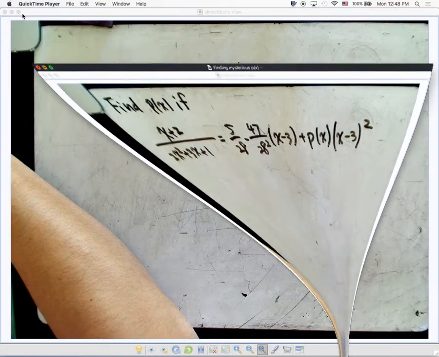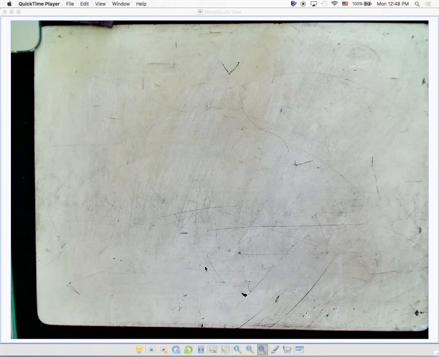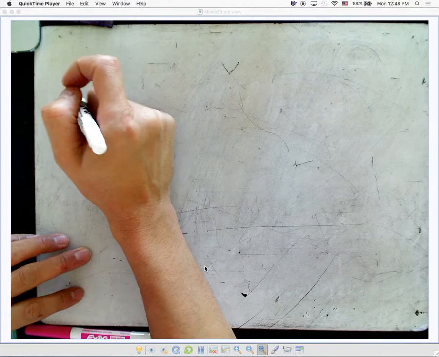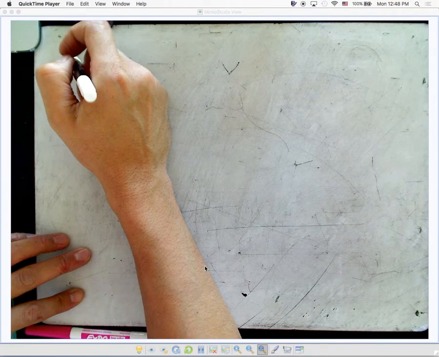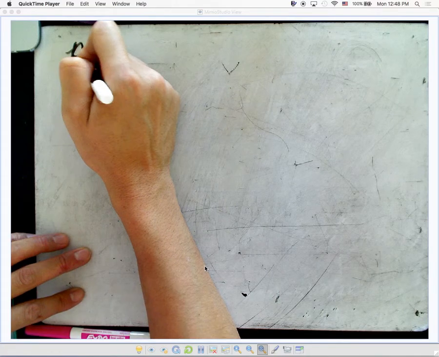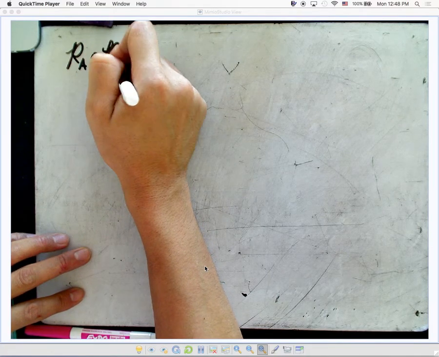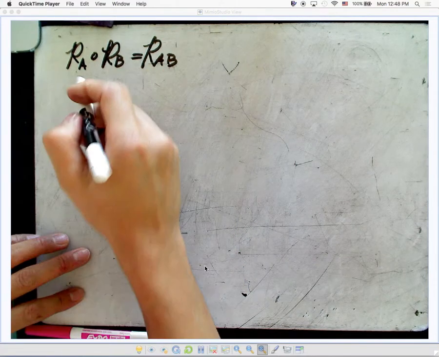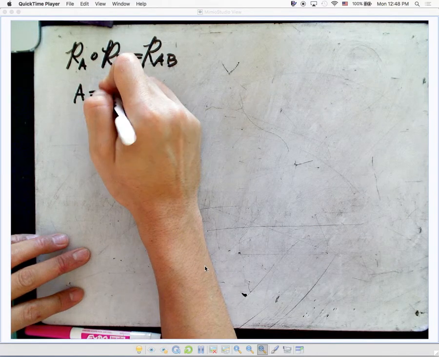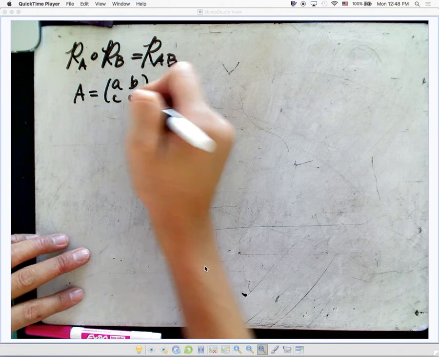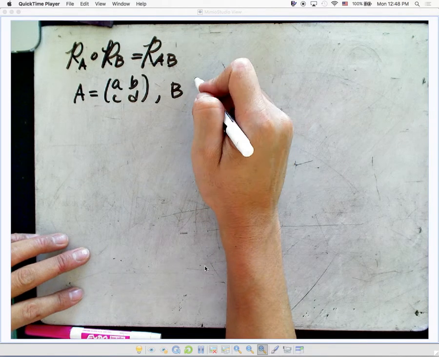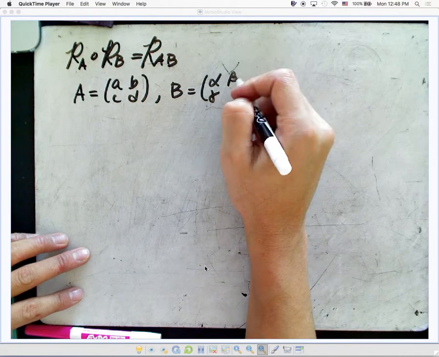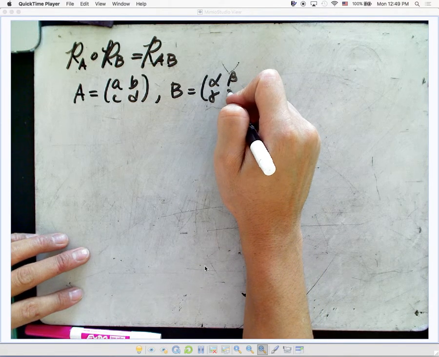This video is to prove Theorem 3.10, which says suppose A and B are 2 by 2 matrices with real coefficients, then R sub A composed of R sub B should be equal to R sub AB. So first of all, let A be [a, b; c, d], a 2 by 2 matrix. Let B be [alpha, beta; gamma, delta].